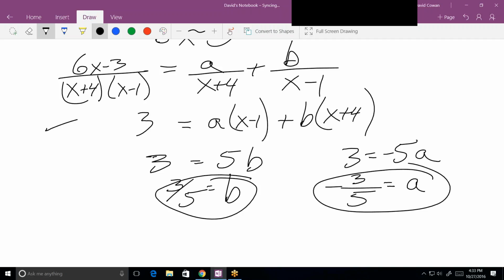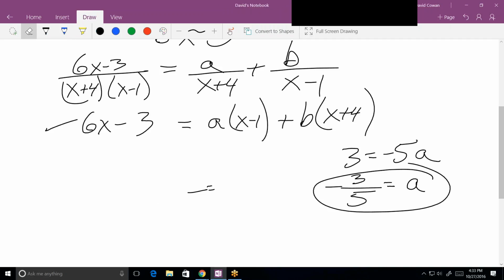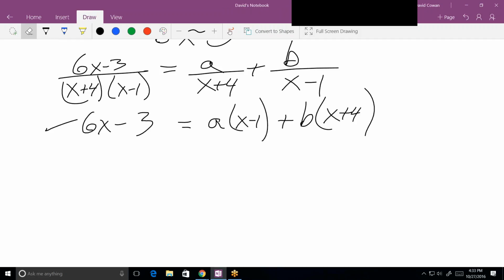In our problem here, because we have this x up here, I have to go back and do it the other way. I don't know, maybe I do, maybe I don't. Let's see. No, I don't. I can use this technique. I'm going to let x equal 1. What that leaves on the right side is 5b. What's it leave on the left side? 6 minus 3 equals 3. And so now I've just solved for b. And b equals 3/5.